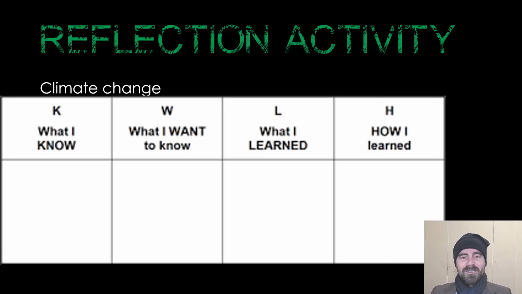Right, let's do a quick little reflection activity, shall we? With the topic of climate change, I want you to put 2 dot points under each one of these things. So draw up a table like this. 2 things that you know, 2 things that you want to know. 2 things that you've learned and 2 ways that you learned them. At least 2 dot points for each of those. That's called a KWLH chart. Perhaps you've done one before. Now you're going to do another one.